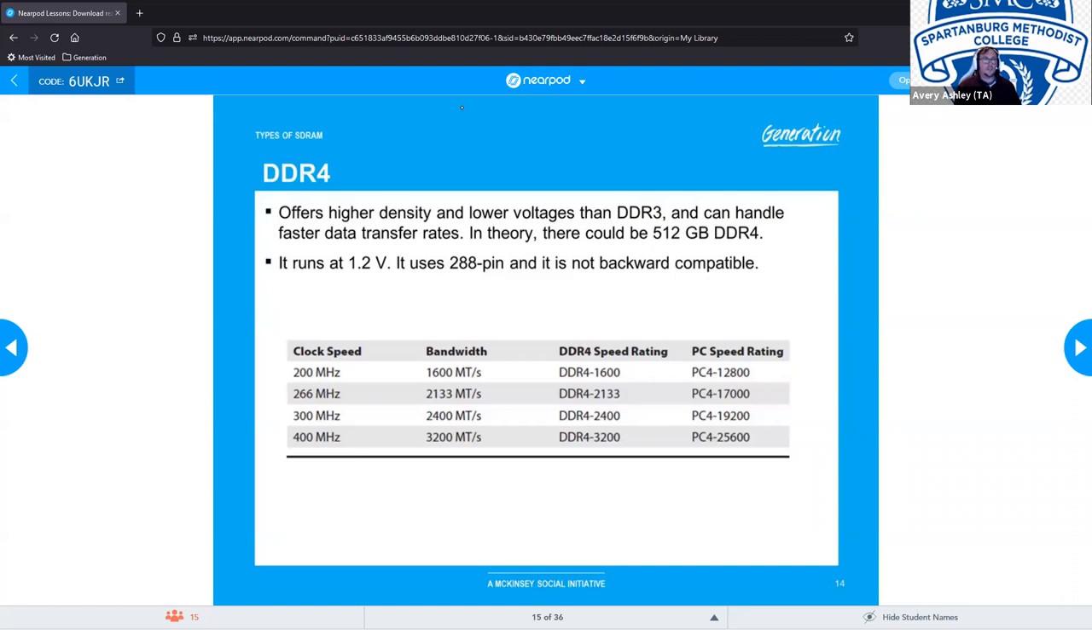So it runs at 1.2 volts, and it uses a 288-pin connector, or the module has 288 pins, and is not backwards compatible. And this is for your DIMM. I don't think we have a SODIMM yet. You have to remember that the A+ is a little bit of an older exam. So this is the furthest it got when they wrote the exam. So you need to know that it's 288 pin for a DIMM module.